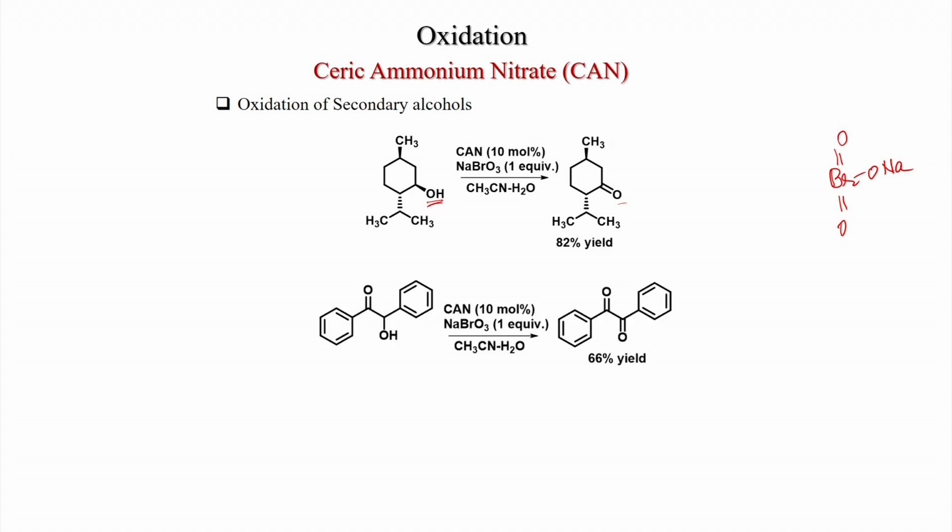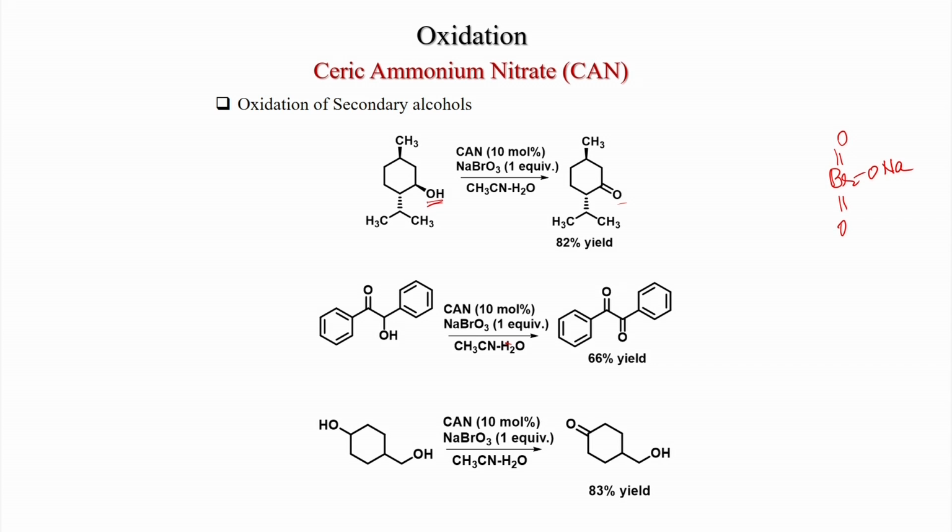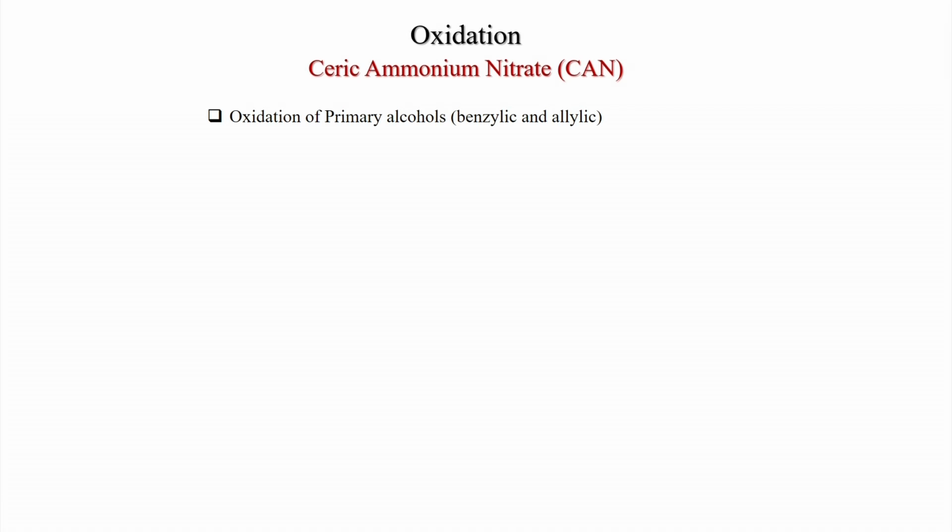Similarly, this hydroxyketone was oxidized to benzil with ceric ammonium nitrate and sodium bromate 1 equivalent in acetonitrile water solvent. And this is a very interesting reaction. Here one secondary alcohol and one primary alcohol is there, and under this condition, ceric ammonium nitrate 10 mole%, sodium bromate 1 equivalent in acetonitrile water, only secondary alcohol is getting oxidized. So, when there is a primary alcohol, then simple primary alcohol may not be oxidized with CAN. And we will see now which kind of primary alcohols can be oxidized with CAN.